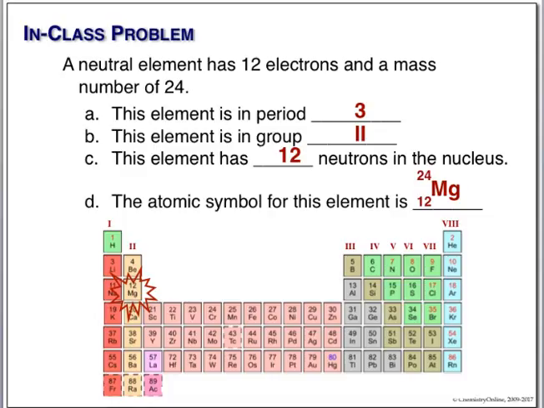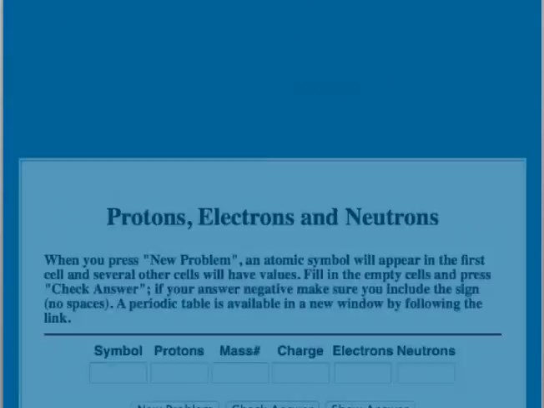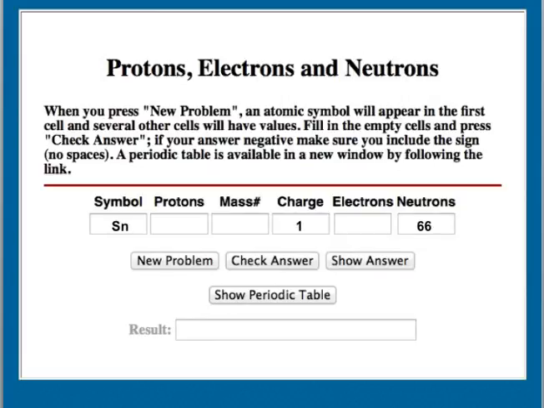Now, in addition to problems like this, you'll also see problems based on the tutorial from Chemistry Online called, I don't see it. It's called Protons, Electrons, and Neutrons. So let's look at it. This is a table. You're given a symbol. Here we're given a charge and the number of neutrons. What you have to do is fill in the 3 missing boxes.